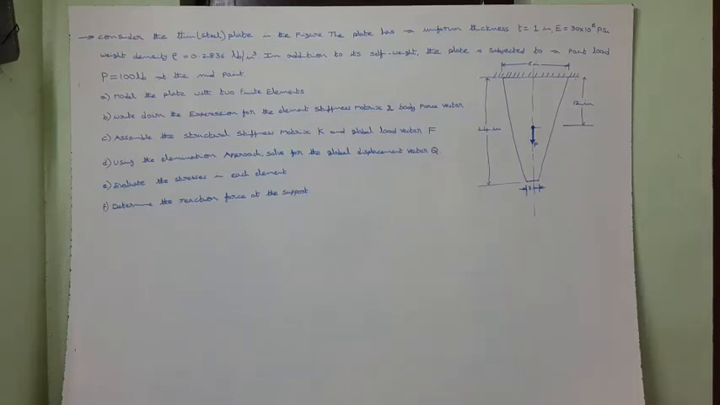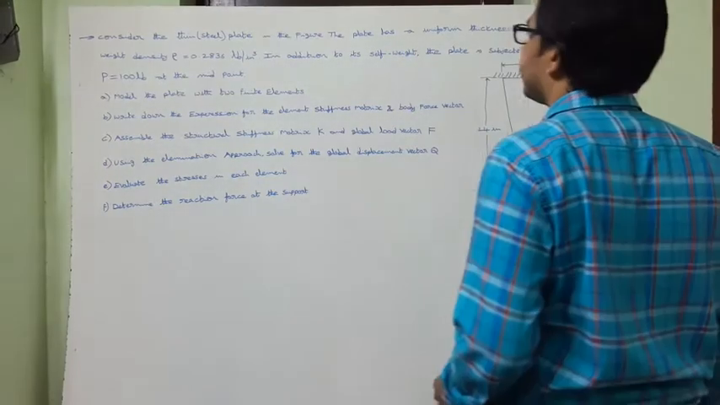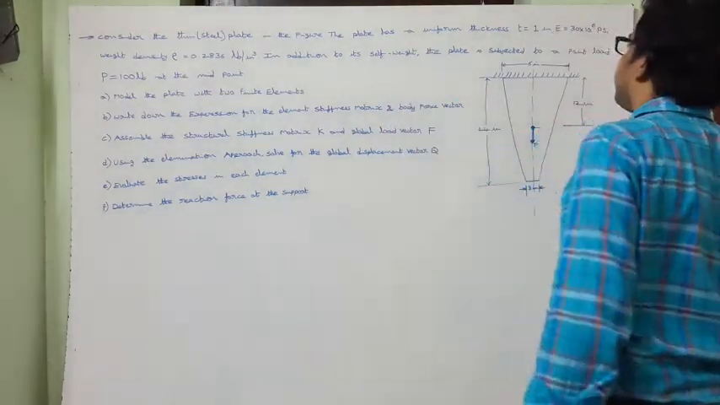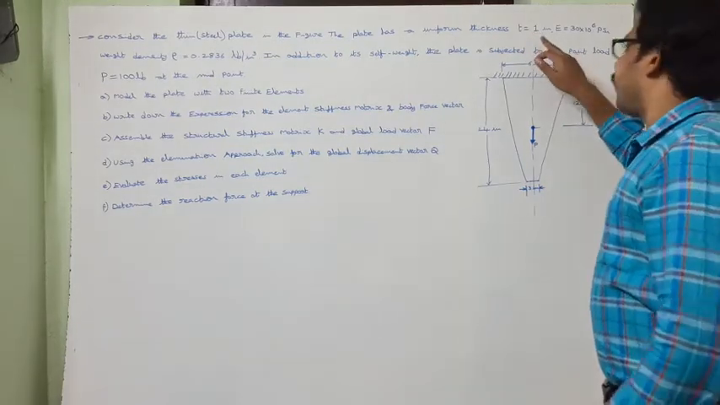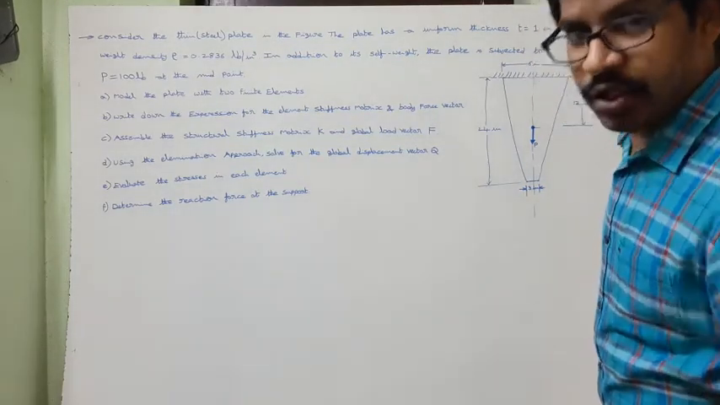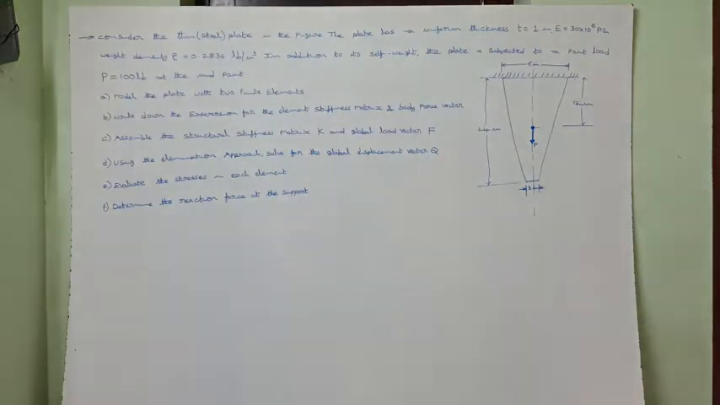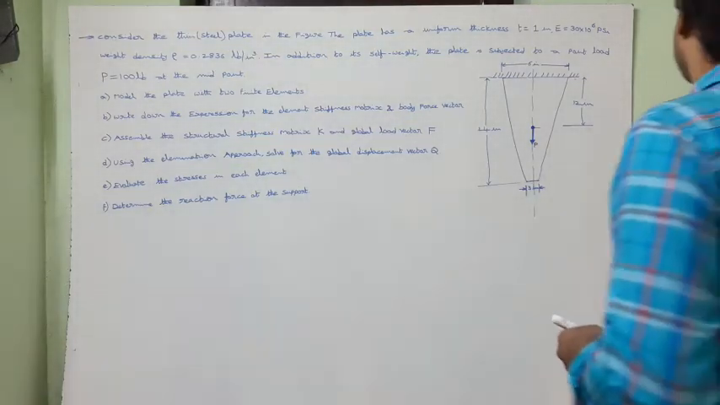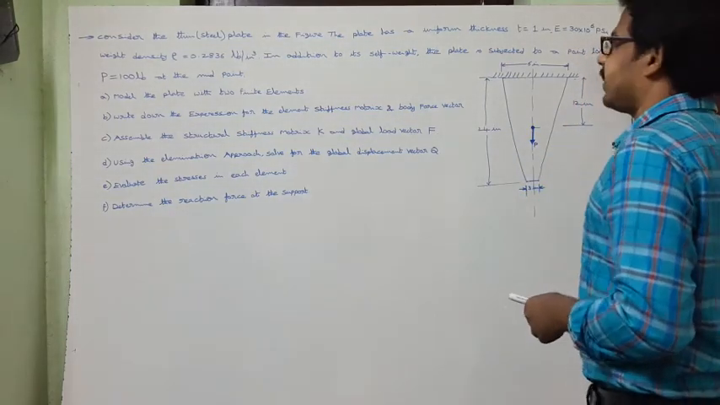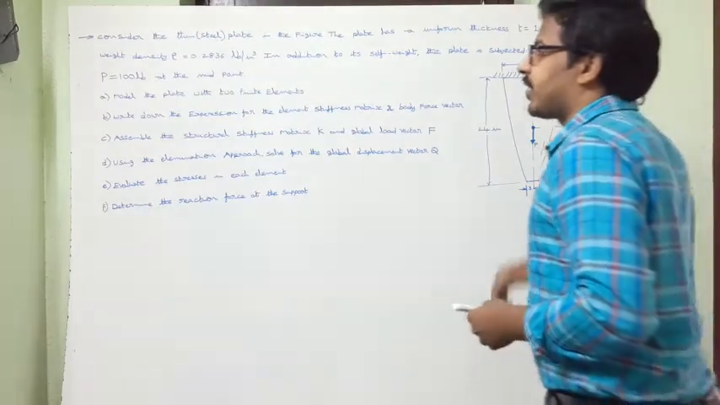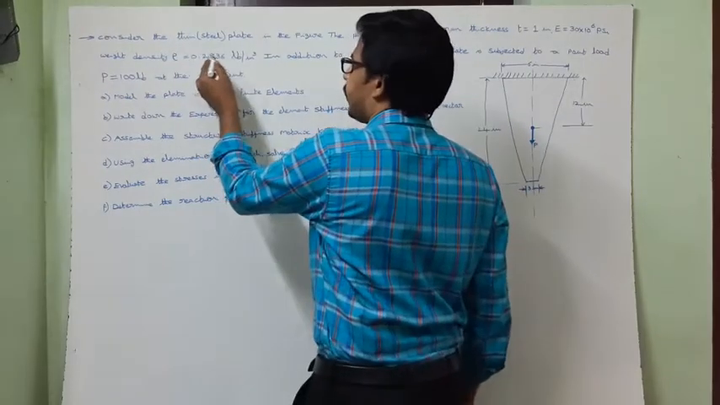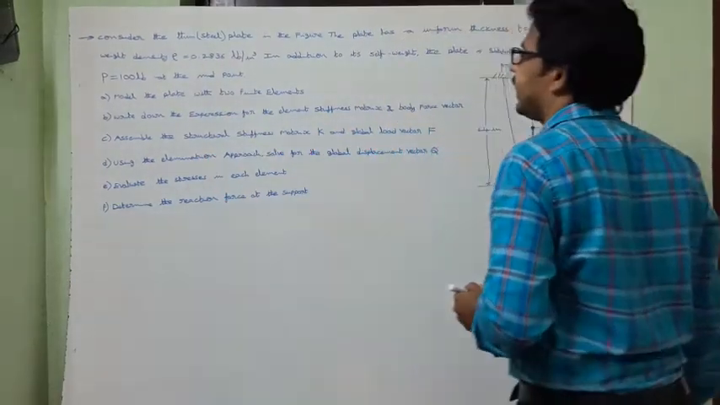Consider the thin steel plate shown in the figure. The plate has a uniform thickness T equal to 1 inch. E is equal to 30 into 10 power 6 psi, pounds per inch square. The weight density is 0.2836 lb per inch cube.